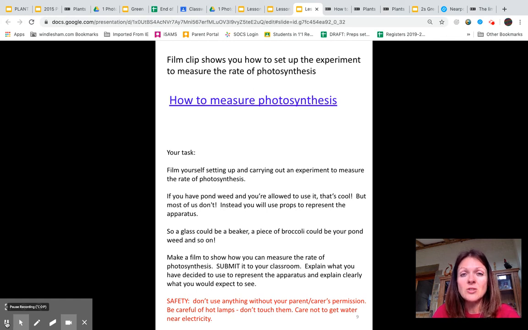Instead, all I want you to do is use some props to represent each part of the experiment and each part of the apparatus. So, for example, maybe you could use a glass instead of a beaker. Maybe you could use a piece of broccoli for your pondweed. I don't know, something for your lamp. It doesn't have to be a lamp. Just things to represent each of the different parts of the apparatus. I want you to make a film using your props on how you would measure the rate of photosynthesis.